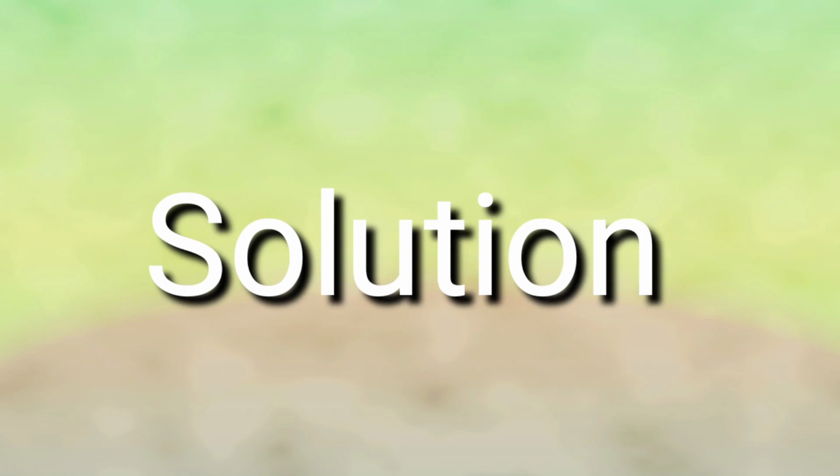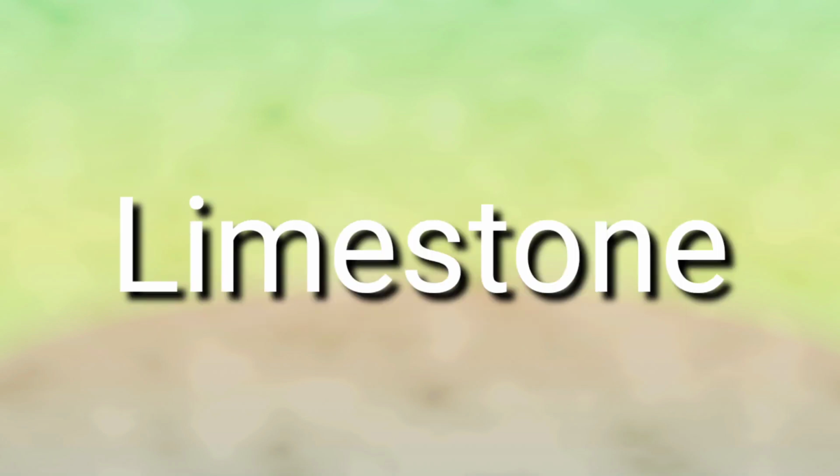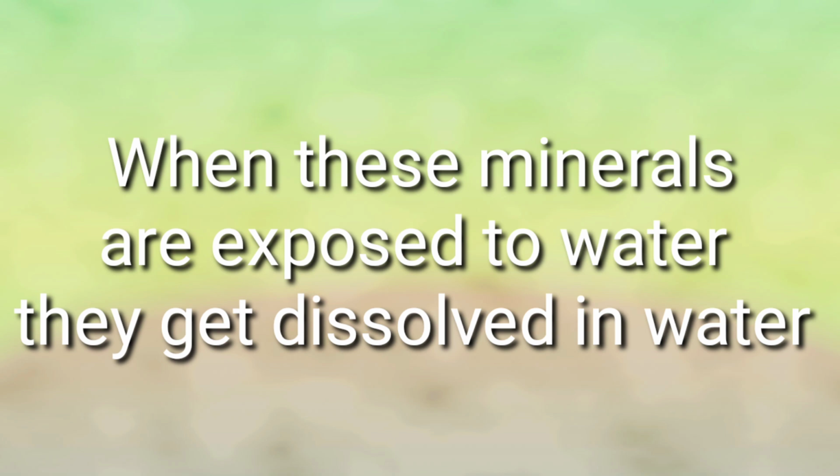Solution. Solution is the simplest and the most important process in the chemical weathering. A number of minerals such as chlorides of sodium and potassium and limestone are highly soluble in water. When rocks containing such minerals are exposed to water, these minerals get dissolved in water. It leads to loss of cementation and togetherness between rock particles, and ultimately the rocks start crumbling down. This is called as solution.